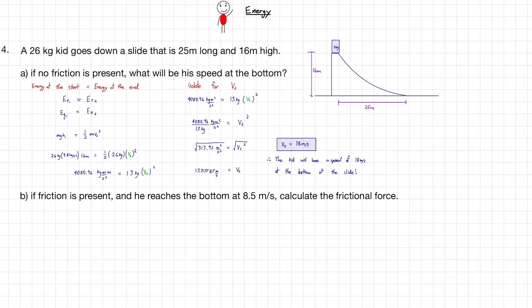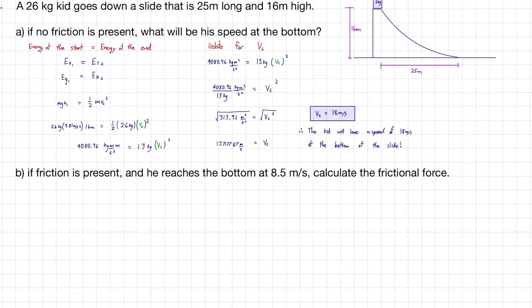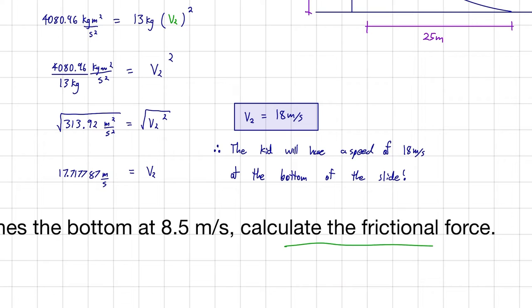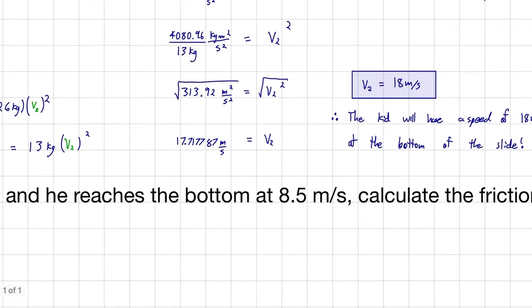Now moving on to part B. If friction is present and he reaches the bottom at a speed of 8.5 meters per second, calculate what the frictional force is. So this is kind of an interesting problem because here we calculated, well, if there's no friction, we're going to have this speed. If there is friction, our speed is going to be 8.5 meters per second, which is significantly less. And we want to know what frictional force would result in a final speed of 8.5 meters per second.